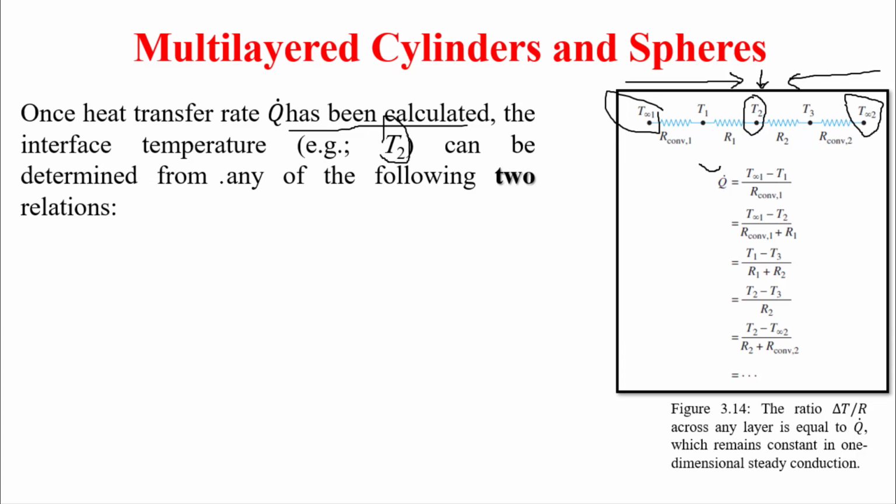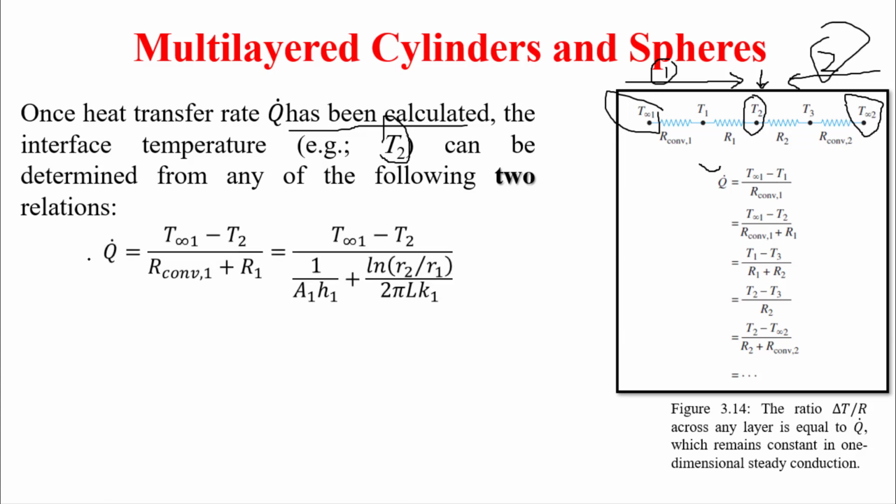T2 can be determined from any of the following two relations. So either we can come from this side or from this side. So Q equals T infinity 1. So this is which side? Side number 1. Okay. So in side number 1, those are the junction, and we have between them R convection 1 and R1. You can see them here. Okay, R convection 1 over H1 area 1 and R cylindrical 1.